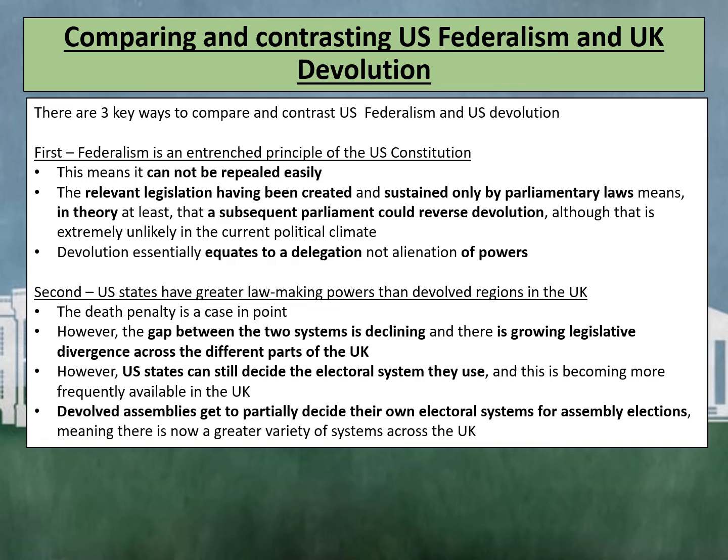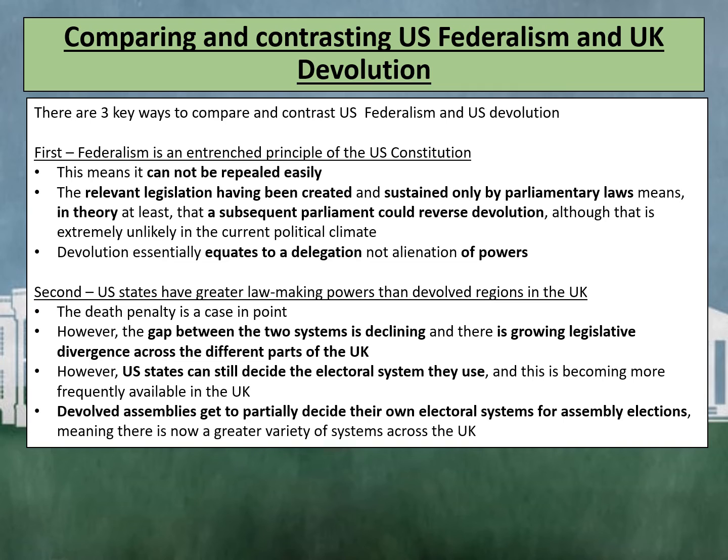There are three key ways to compare and contrast US federalism and UK devolution. First, federalism is an entrenched principle of the US Constitution. This means it cannot be repealed easily. The relevant legislation for devolution, having been created and sustained only by parliamentary laws, means in theory, at least, that a subsequent parliament could reverse devolution, although that is extremely unlikely in the current political climate. Devolution essentially equates to a delegation, not alienation of powers.